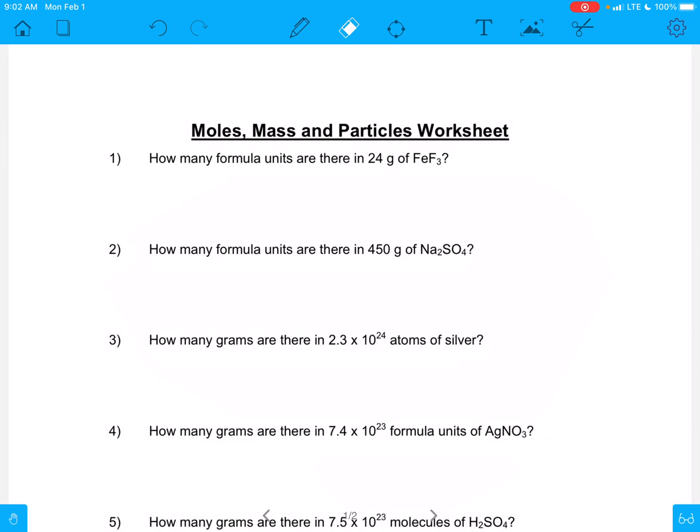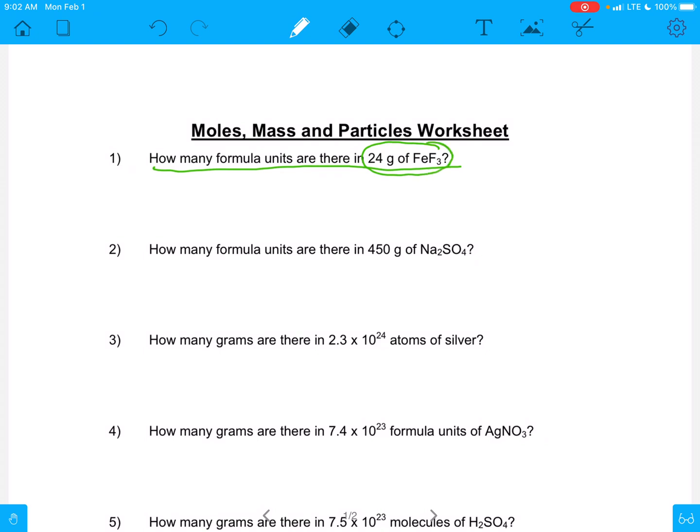The first one is, how many formula units are there in 24 grams of FeF3? Okay, in order to get this set up, the first thing I want to do is find out what I have. I'm just going to go ahead and circle what I have. I have 24 grams of FeF3.